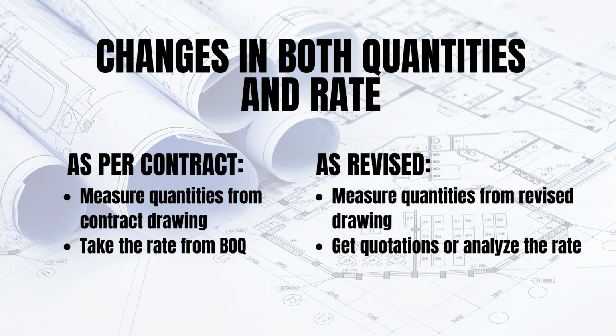So in that case, you will have to substantiate the quantities and you will have to substantiate the rate as well. So for the quantities, you will need to calculate the quantity as per contract and the revised quantity, and you need to show both. And for the rate, you will get the original rate from the contract, and the new rate you will have to substantiate it somehow by vendor quotations or by rate analysis or whatever means required.